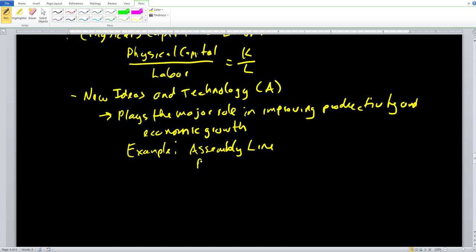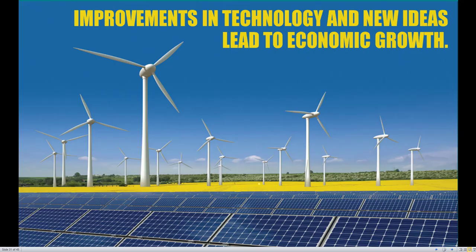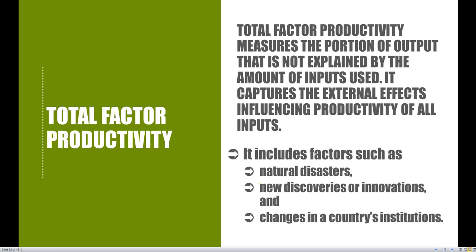We can say, what about robots? What about the internet and computers? Automation just in general. So these are all examples of new ideas and technology playing a role in improving the standard of living abroad. And this is essentially going to be the most important driver of economic growth. With this new ideas and technology, this A component, there is a special name that we give to it, which is known as total factor productivity.